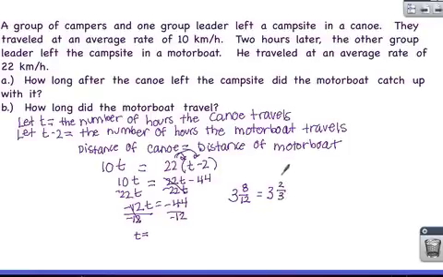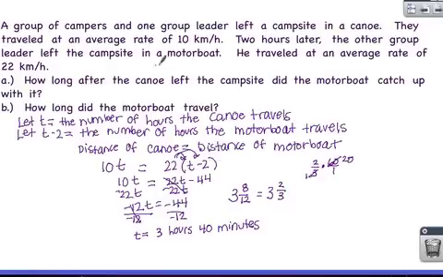Now, since we're talking about hours, and we don't typically say 3 2/3 hours, we need to figure out how many minutes 2/3 of an hour is. Well, an hour has 60 minutes. So 2/3 of 60 minutes, of is a buzzword for times. So 2/3 times 60, or 60 over 1, we can then reduce, and we get 40. So this means that they traveled for 3 hours and 40 minutes. And that's referring to the canoe.